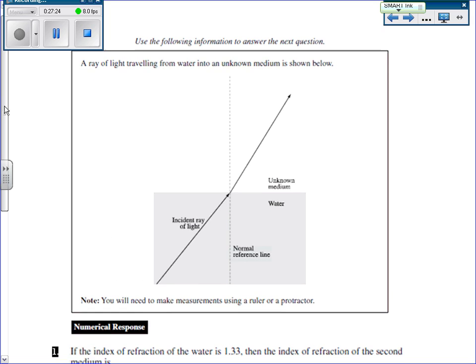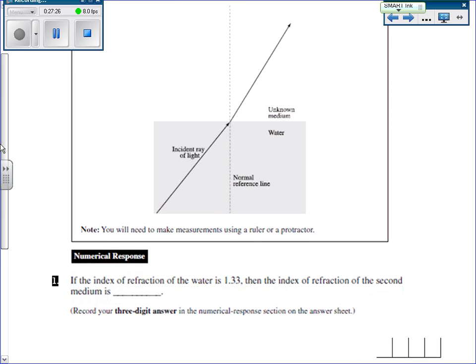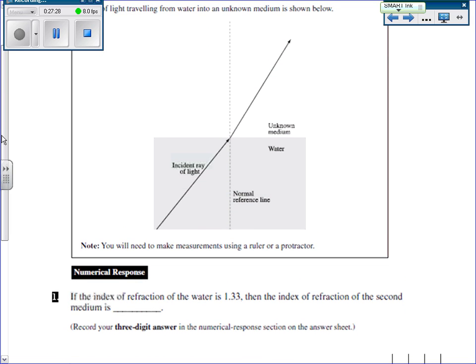where you're given this diagram, and the index of refraction of the water is 1.33. You want to know the index of refraction of the second medium. And it says you'll need to make measurements using a ruler or protractor. Protractor will work, right? Because if you get this angle and then you get this angle. So this would be theta 1. This would be theta 2. So then sine theta 1 over sine theta 2 equals n2 over n1. You have n1. You would measure these two angles, and you could use that to solve for n2. Again, the answers are listed in the back.